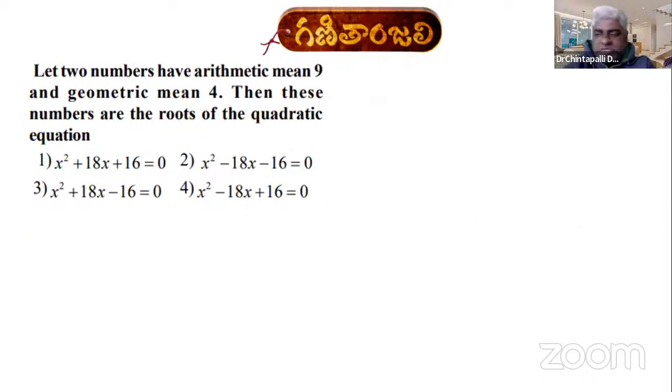Just have a look at this question. Let two numbers have arithmetic mean 9 and geometric mean 4. Then these numbers are the roots of the quadratic equation. Do you have any idea how to solve them? I don't know what arithmetic and geometric mean are, sir. Mean is just average. Can we just take them as the roots, sir, 9 and 4? Just wait.